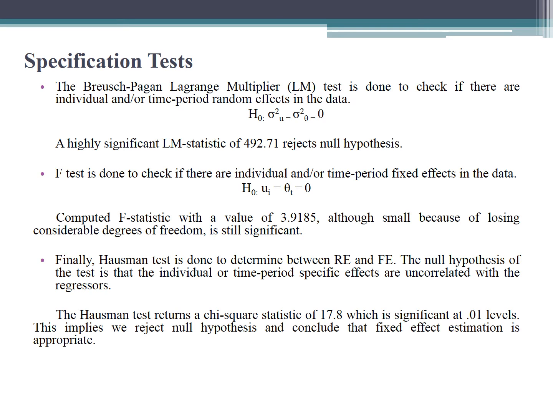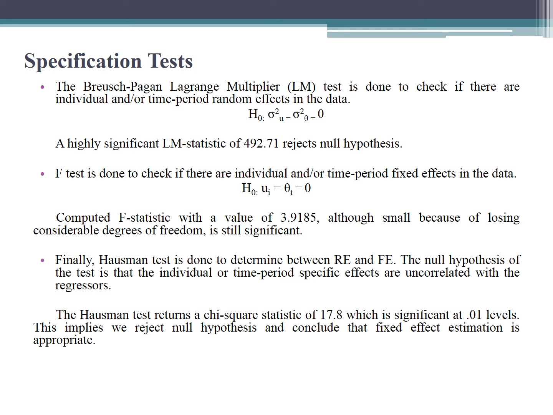So finally, we have to do the Hausman test to determine between random effect and fixed effect estimation. The null hypothesis of the Hausman test would be that the individual and time period specific effects are uncorrelated with the regressors. By the way, this is the same assumption we need for consistent estimation of random effect. A failure to reject this null hypothesis would mean that we go forward with random effect estimation.